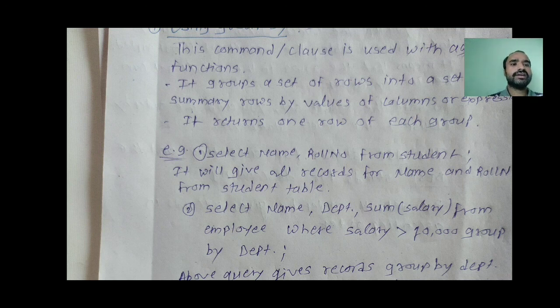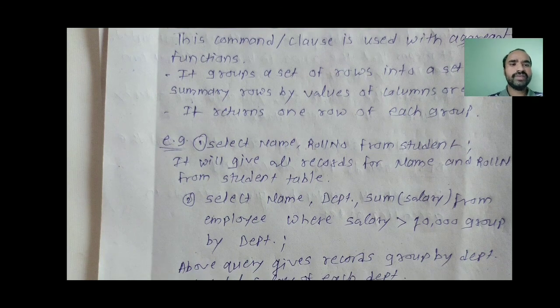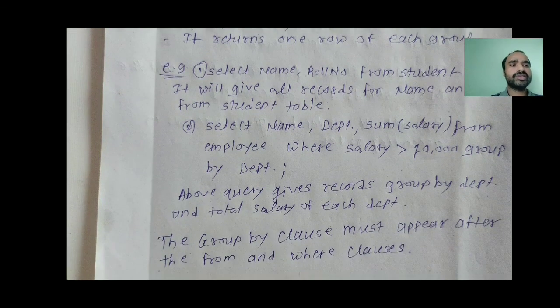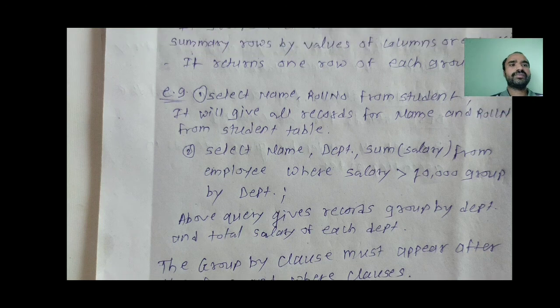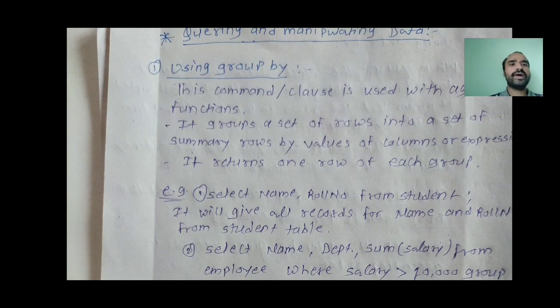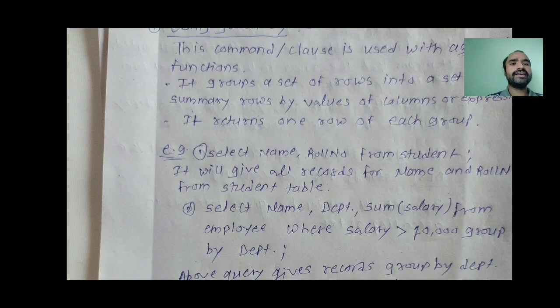Once we write this query, it will give the answer in the form of name, department and sum of salary. But it will calculate the addition of all employees' salaries. We want the salary department wise, so in that case we write group by department. The above query gives records grouped by department and the total salary of each department. The group by clause must appear after the from and where clauses of a select command. So keep in mind, group by is used to get data from a database.